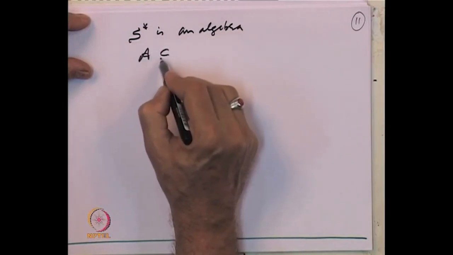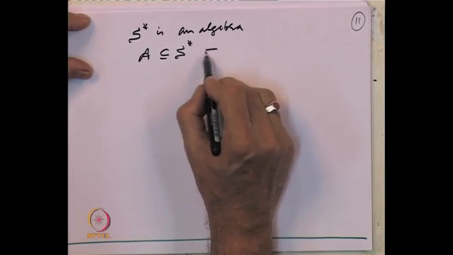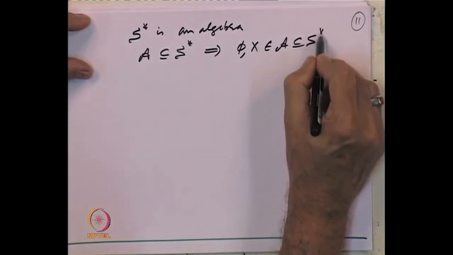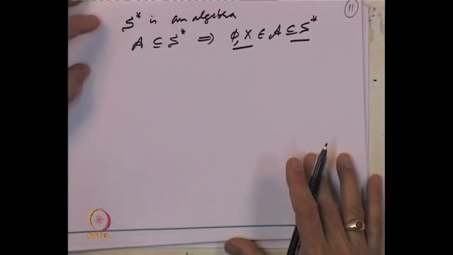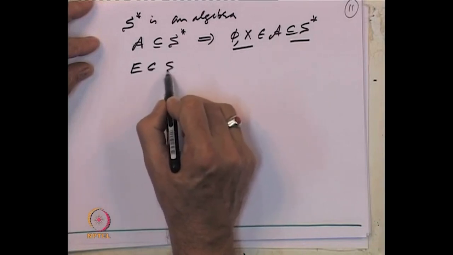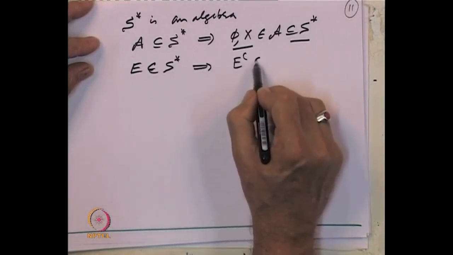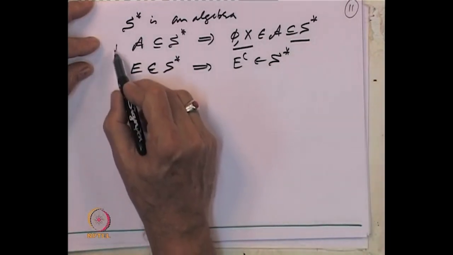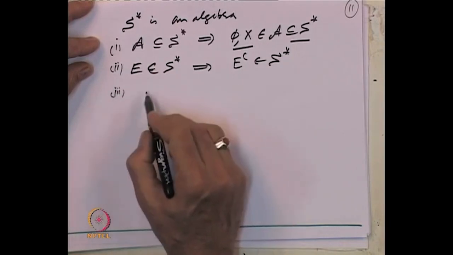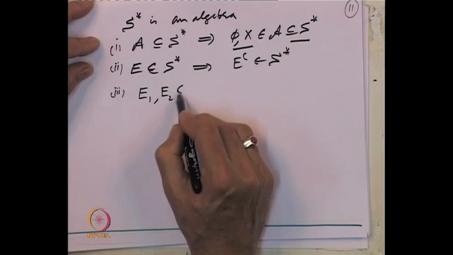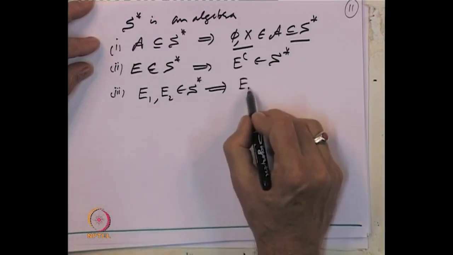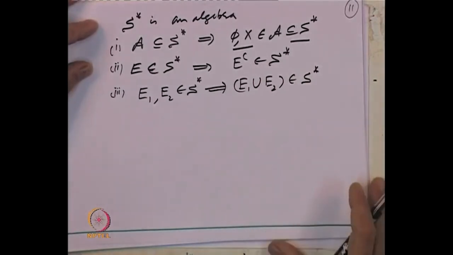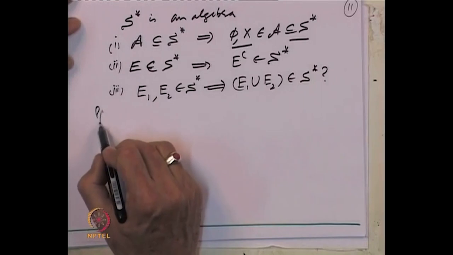We have already shown A is inside S star. So, the empty set and the whole space belong to A, and hence they are in S star. We just now observed that E belonging to S star implies E complement belongs to S star. So, if E is measurable, E complement is measurable, that we have also checked. So, let us check the third property, namely if E 1 and E 2 belong to S star, we want to check this implies E 1 union E 2 also belongs to S star. That means the union of measurable sets is again measurable. So, this is what we want to check. Let us look at a proof of this.